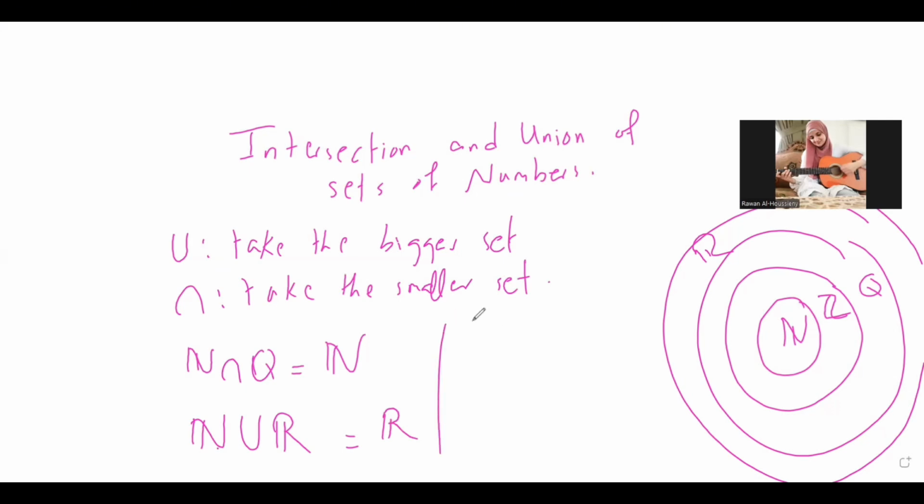Also, if we have Z intersecting the set R, in the case of intersection, we take the smaller set. So Z intersecting the set R, the common area between them, is equal to the set Z, which is the smallest set. Now, if we have Z union the set Q, Q is bigger than the set Z, so it's equal to the set Q.